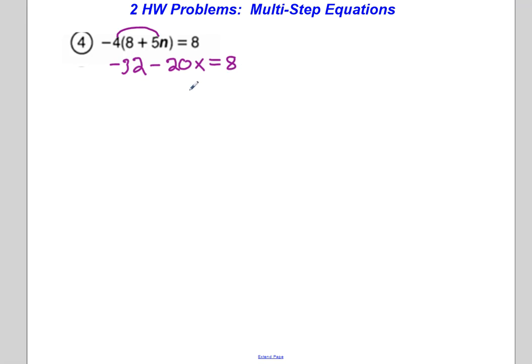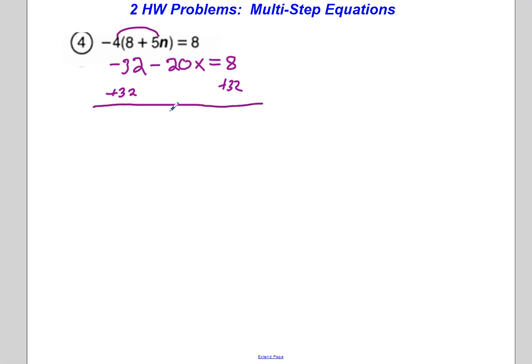Now I just want to continue on with what I'm doing. To solve an equation, my job is to get this x by itself. So I need to do the opposite and inverse operations to do so. So this is a negative 32, I want to get rid of it. Well, the opposite is to add 32, so exactly that. I'm going to add 32 to both sides.